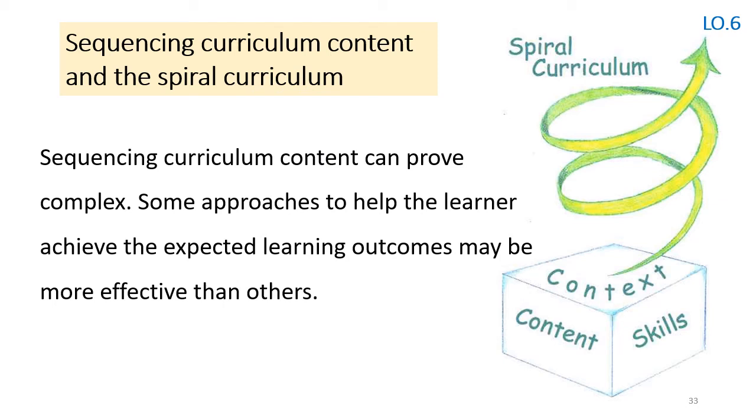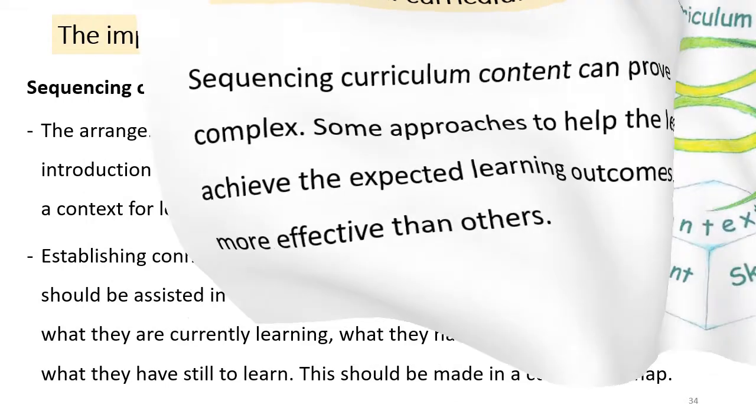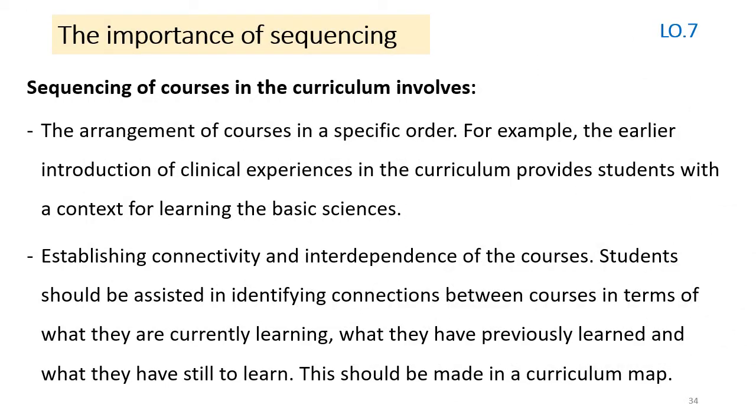The sequencing of curriculum content, how we sequence curriculum contents, and the spiral curriculum. Sequencing curriculum content can prove complex. Some approaches to help the learners achieve the expected learning outcome may be more effective than others. The importance of sequencing. Sequencing of courses in the curriculum involves the arrangement of courses in a specific order. For example, the earlier introduction of clinical experiences in the curriculum provides students with a context for learning the basic sciences.